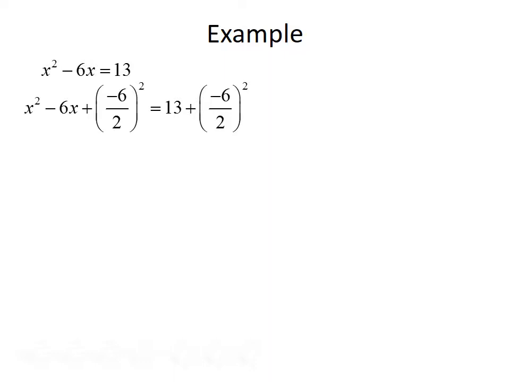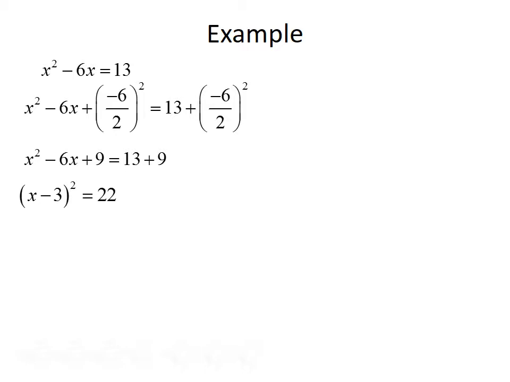So we have x squared minus 6x plus negative 6 over 2 squared equals 13 plus negative 6 over 2 squared. Negative 6 over 2 is negative 3, and negative 3 squared is 9, so if we simplify this, we get x squared minus 6x plus 9 equals 13 plus 9. We can now factor the left-hand side and combine the right-hand side. The left-hand side factors to be x minus 3 quantity squared, and the right-hand side, 13 plus 9, gives us 22.